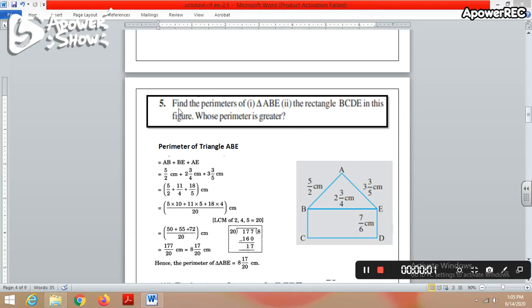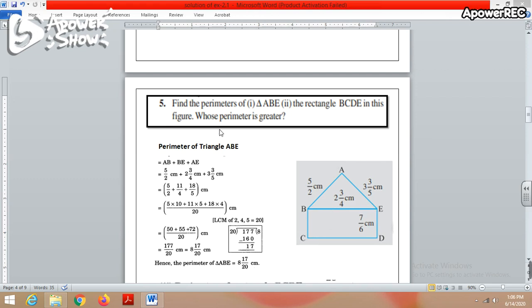Question number 5 says, find the perimeters of triangle ABE, the rectangle BCDE, and this figure. So a figure is given and you have to first find out the perimeters of this triangle ABE, this rectangle BCDE, and after finding the perimeters you have to tell whose perimeter is greater. So right now we are going to find out the perimeter of triangle ABE. ABE is a scalene triangle, so for finding its perimeter you have to just add the lengths of its sides.